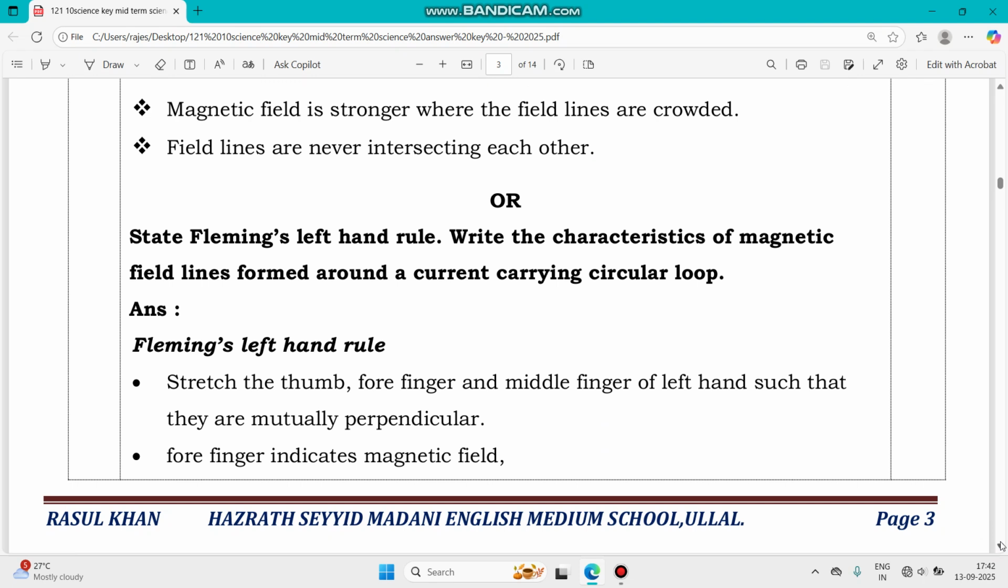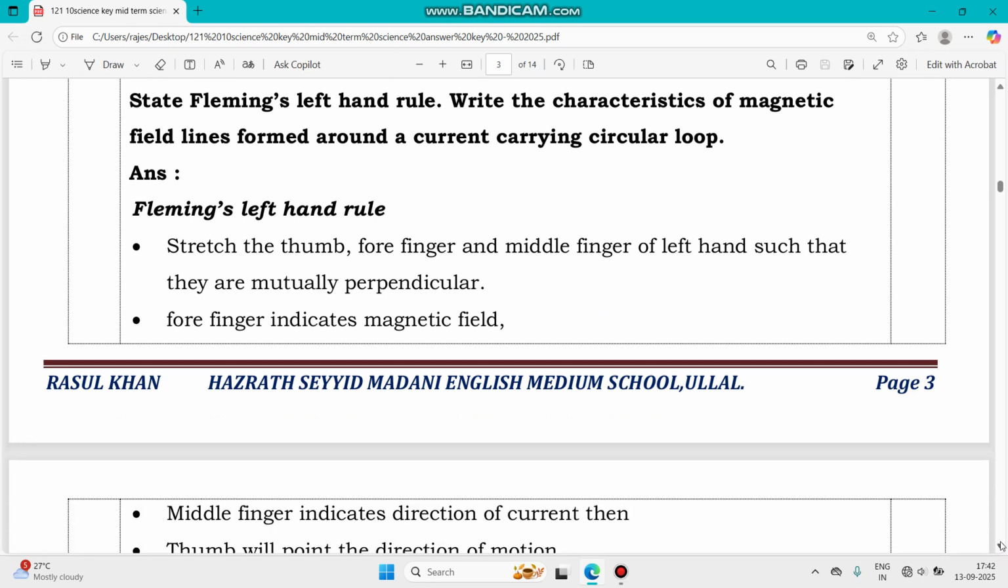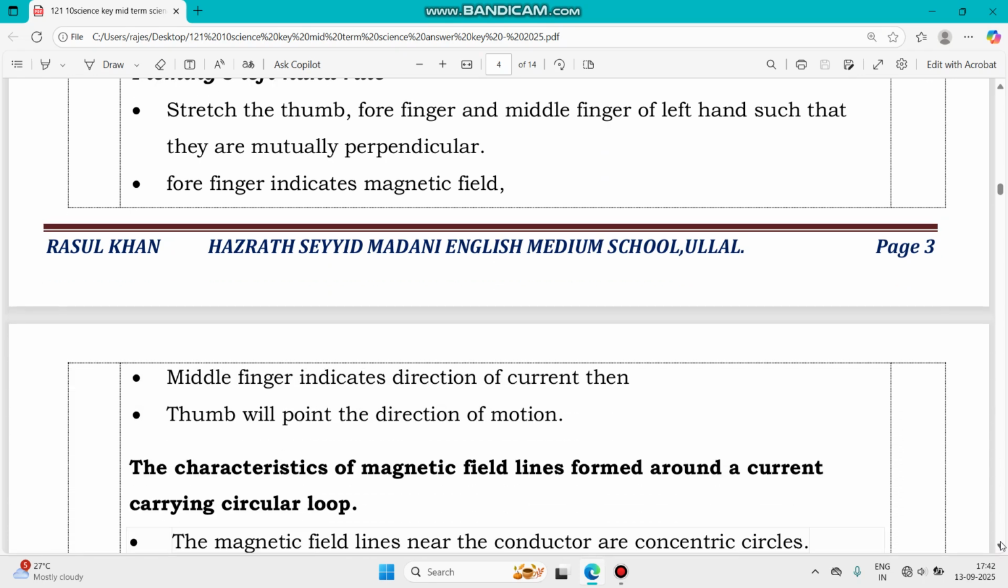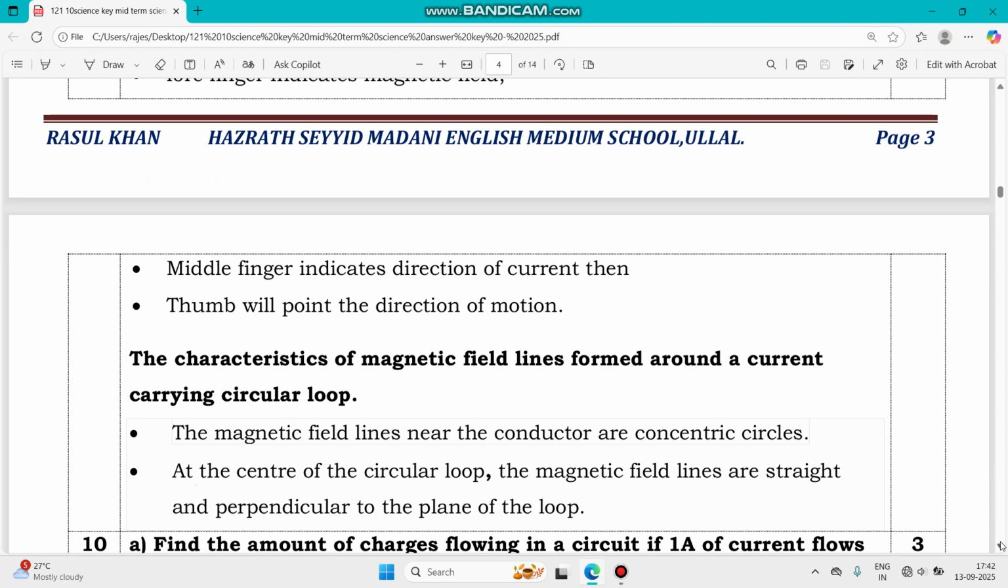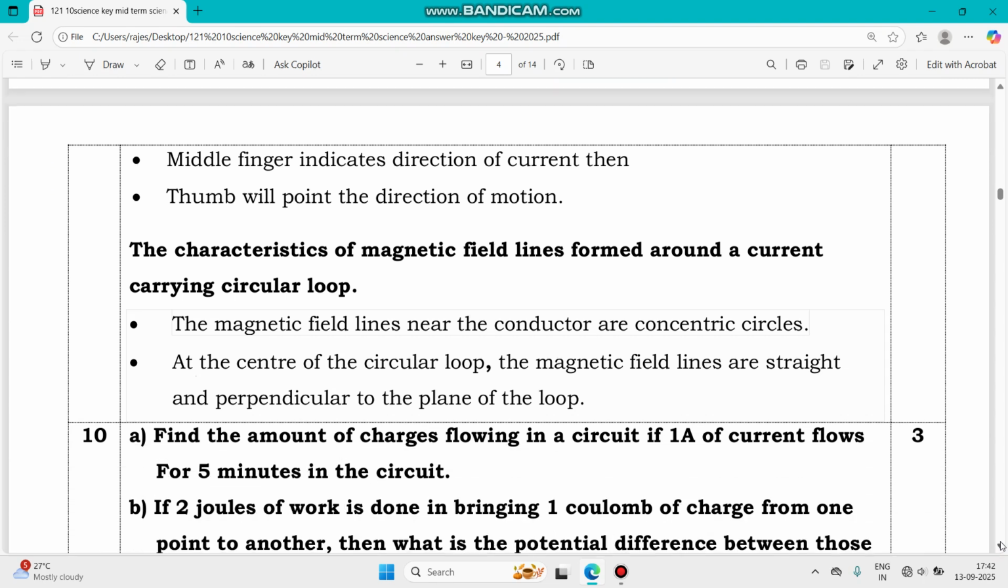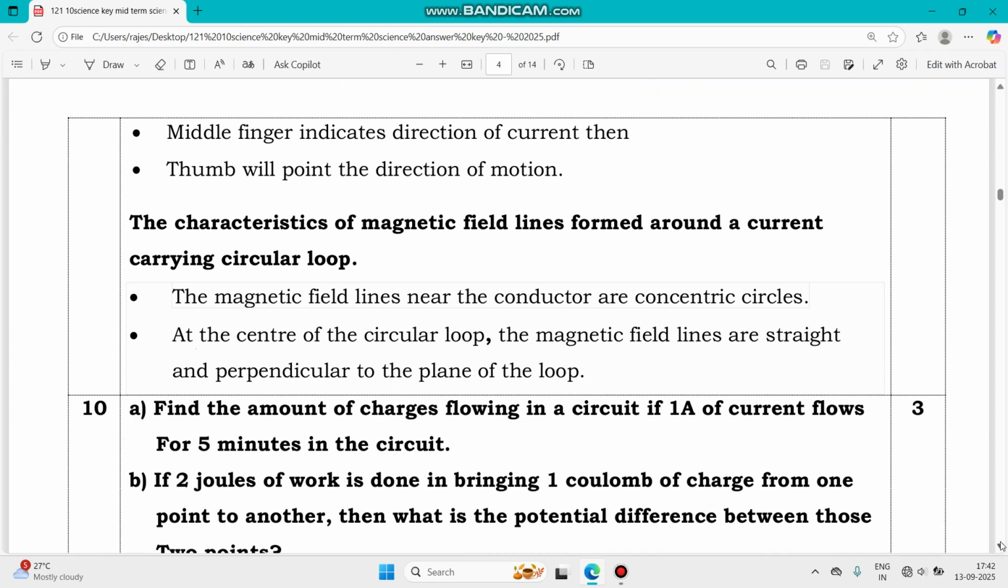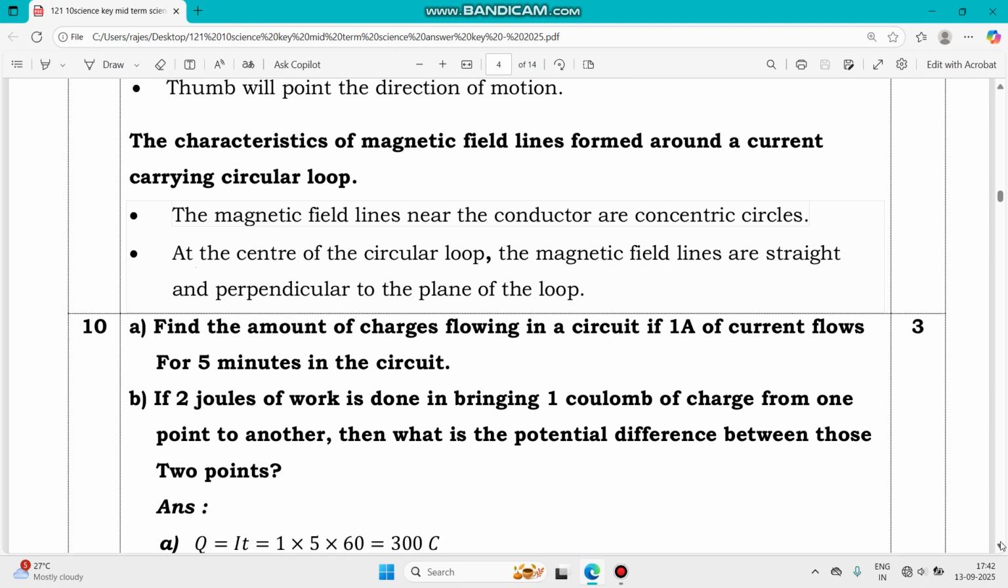State Fleming's left hand rule. Write the characteristics of magnetic field lines formed around a current carrying circular loop. So we are seeing Fleming's left hand rule. The characteristics of magnetic field lines formed around a current carrying circular loop.